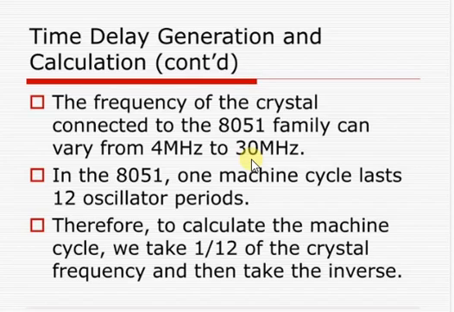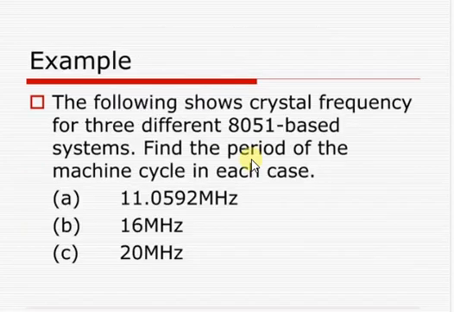In the 8051, one machine cycle lasts 12 oscillator periods. Therefore, to calculate the machine cycle, we take 1 by 12 of the crystal frequency and then take the inverse, that is converted into time. For example, the following shows the crystal frequency for 3 different 8051 based systems. Find the period of the machine cycle in each case.